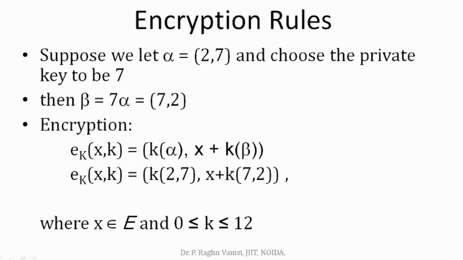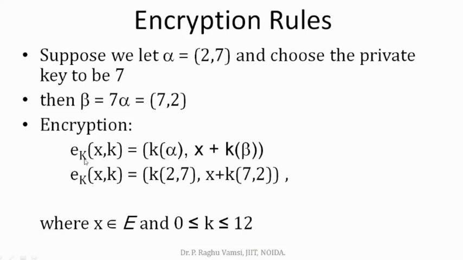The encryption will be done like this. E_K, that is encryption of x, where x is the message, with the key. Here the key is the private key. So the encryption of message x with key k is equal to k of alpha. That means k is the private key that you have chosen, multiplied by alpha, that is the value here, 2 comma 7.